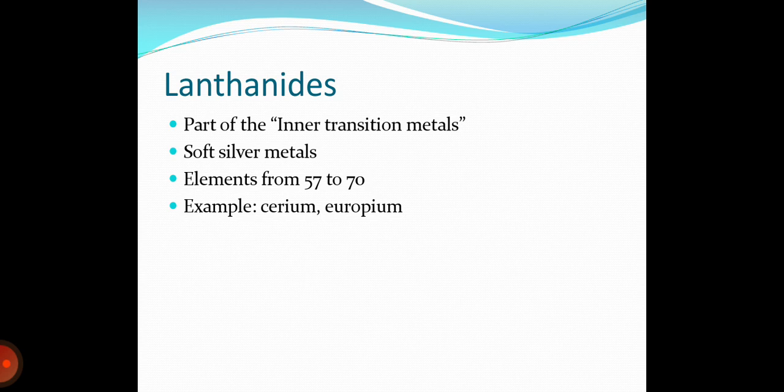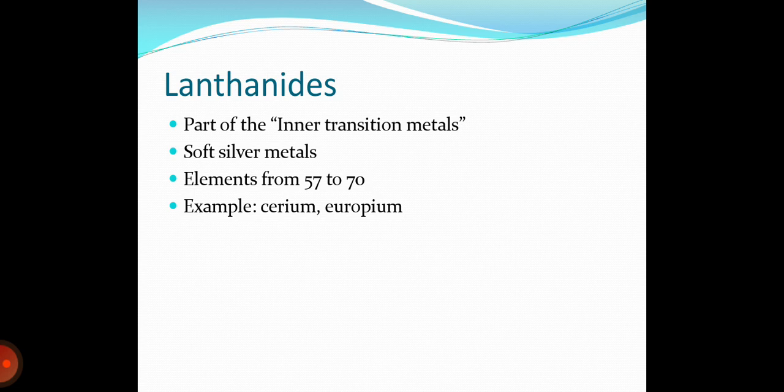Lanthanoids. The characteristics of lanthanoids: these are part of the inner transition metals. They are soft silver metals. The lanthanoids are the elements from 57 to 70. For example, cerium and europium.